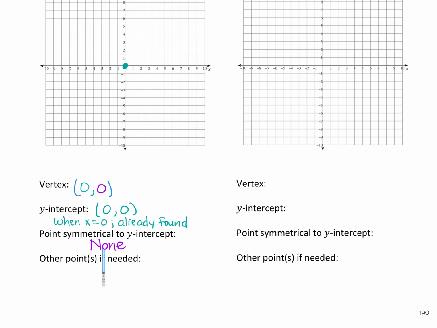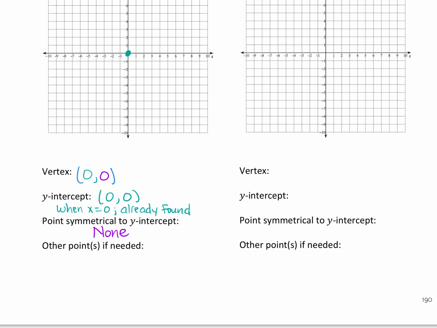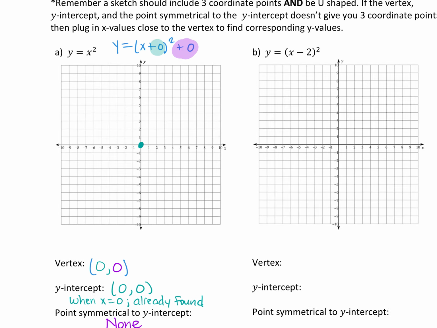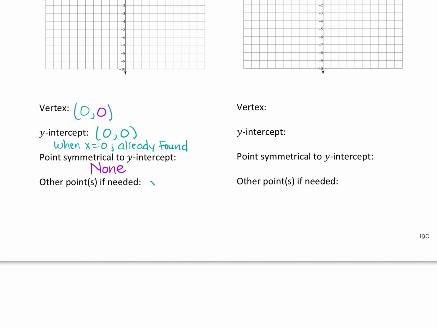Which means we need other points. Right now, we only have 1 point. We have to have 3 points, so we need to find 2 more points. The easiest way to do that is to plug in x values that are closest to the x value of your vertex. Well, to the right of the vertex, the closest x value is a 1. So we are going to take our original equation, which was y equals x squared, and we are going to plug in x equals 1.